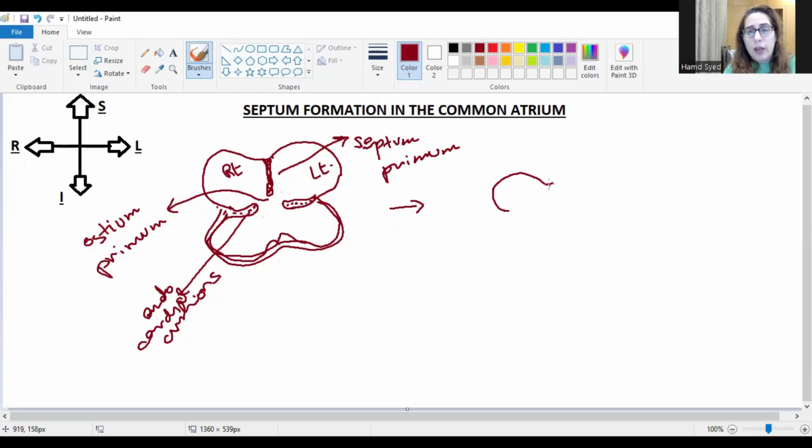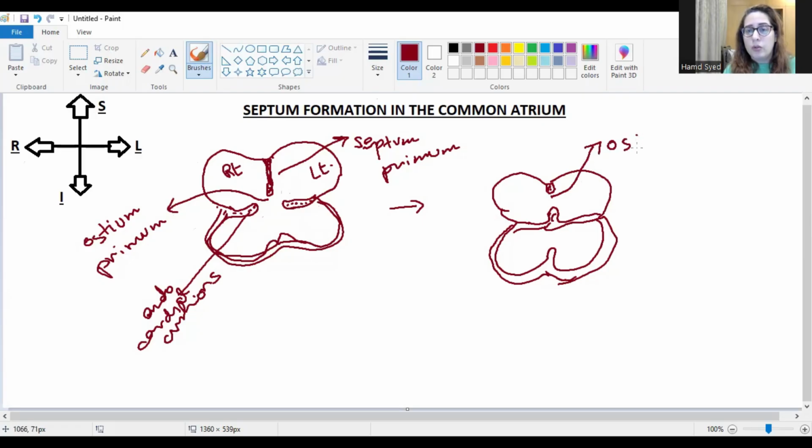Later on, what happens is that the endocardial cushions are going to grow upwards towards this septum primum, and they're going to fuse with it. But meanwhile, within the upper part of the septum primum, you can see that because of cell death, another opening has appeared. Now, this opening is known as the ostium secundum. This opening has appeared in the upper part of septum primum.